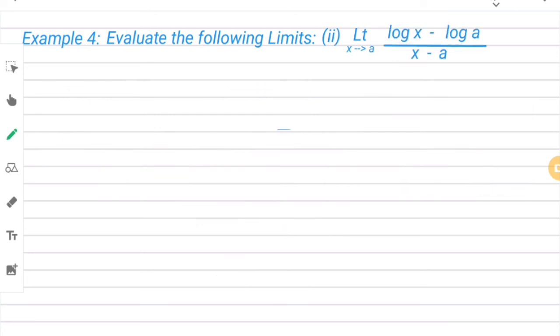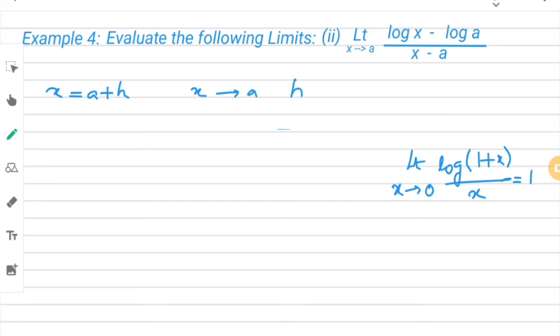Now this is the last question, limit x tends to a. So here the limit x tends to a is given. So obviously first we have to make the substitution for x value, and here log is given. The corresponding result is limit x tends to 0 of log of 1 plus x by x, and we know the result of this one is 1. So first step, I am going to make the substitution. X is equal to a plus h, where x tends to a and h tends to 0. Make a substitution over there.